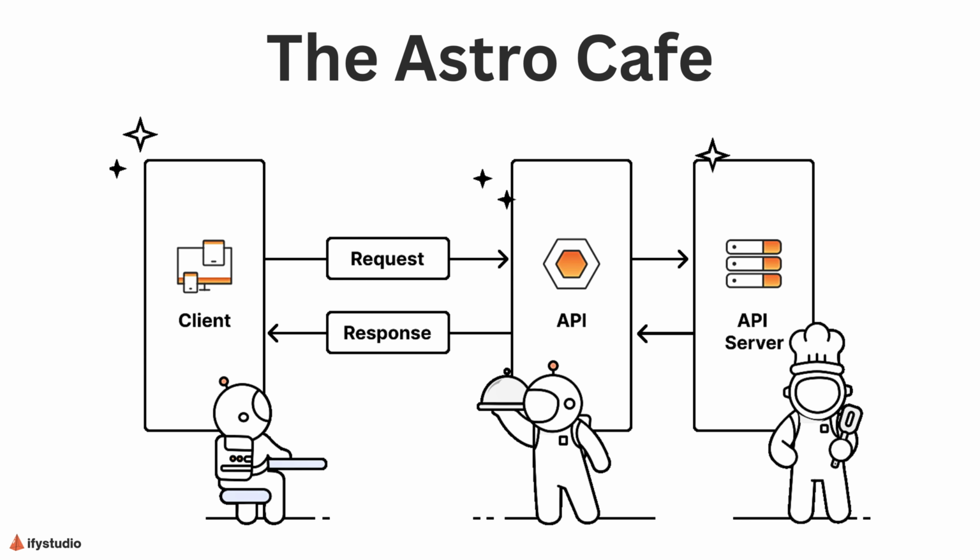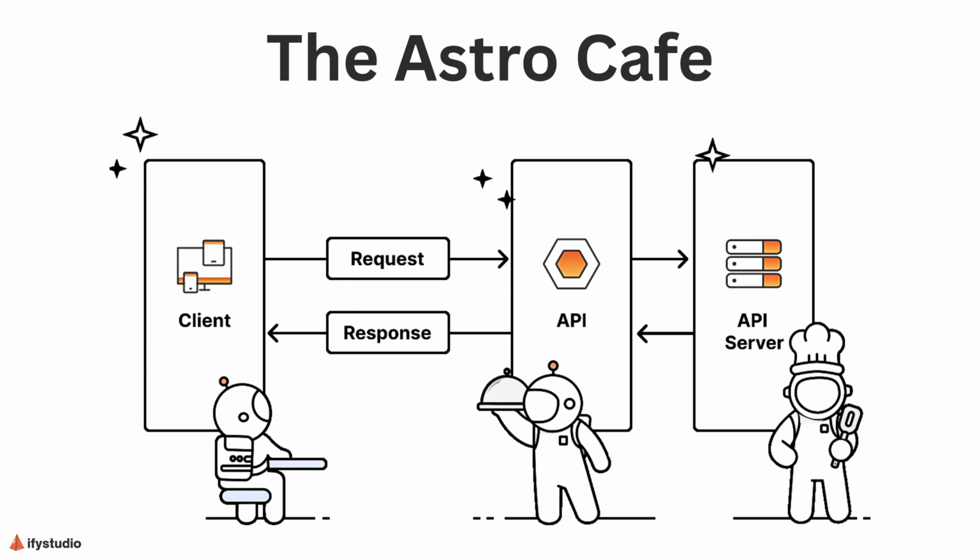The client is you, sitting at a table. This is your application, maybe on a phone or a laptop, and you don't go into the kitchen yourself. Instead, you place an order, and this is your request. It could be for information like, hey, give me all the items on the menu, or hey, show me all the available planets, or add this user to the database, any sort of request.